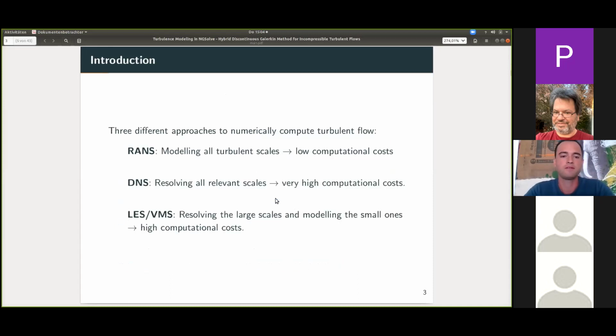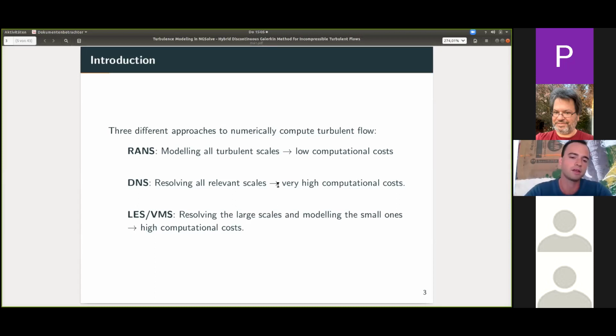We can mainly divide 3 different approaches to numerically solve and compute turbulent flows. The first we will explain is the RANS simulation, the Reynolds-averaged Navier-Stokes simulation, where we try to model all turbulence scales. There we do not resolve any eddy or vortex. The main goal is to find a time-averaged or mean value of our quantities, and therefore we have very low computational costs.